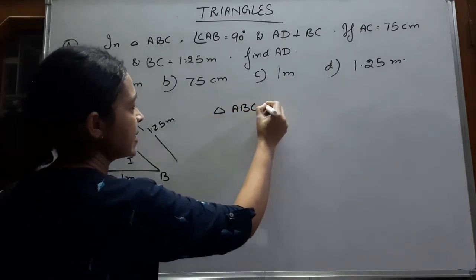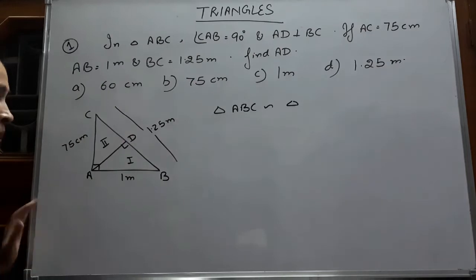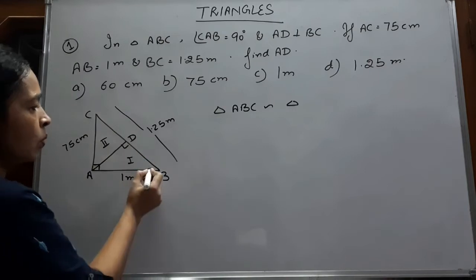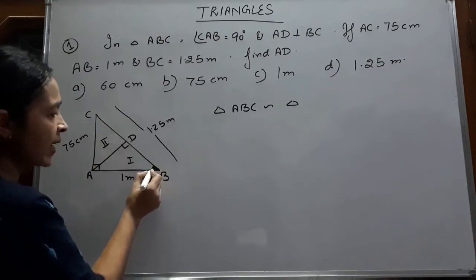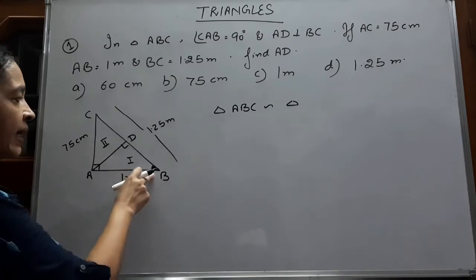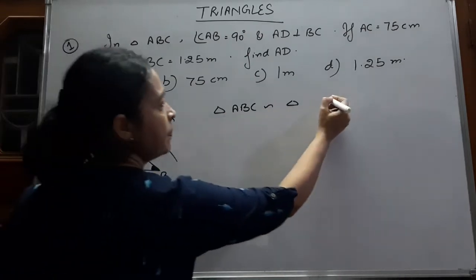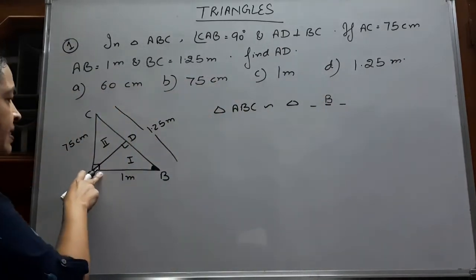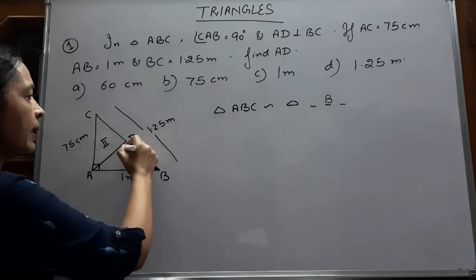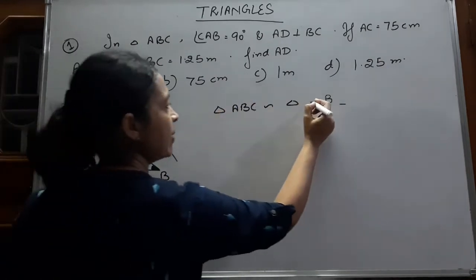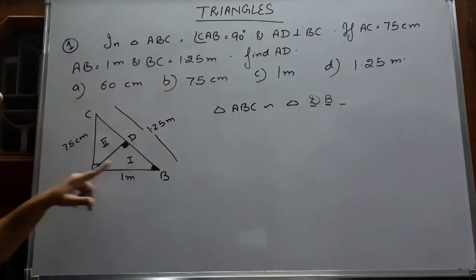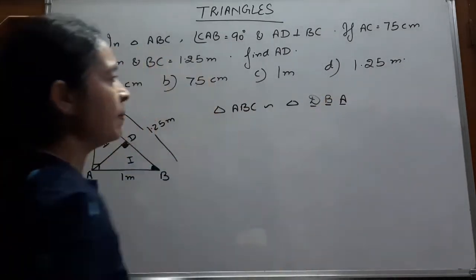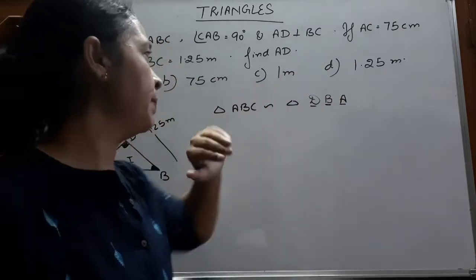Triangle ABC is similar to triangle 1. How can we name this triangle ABD? ABC is similar to which triangle? Which angle is common in these two triangles, ABC and this triangle 1? Angle B is common in both triangles. Write B at the place of B. Now, in triangle ABC, angle A is 90. Here, angle D is 90. In place of A, we will write D. And we have D, B both. What is left? A. So, triangle ABC is similar to triangle DBA.